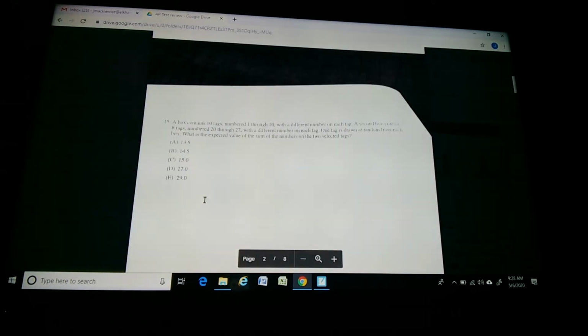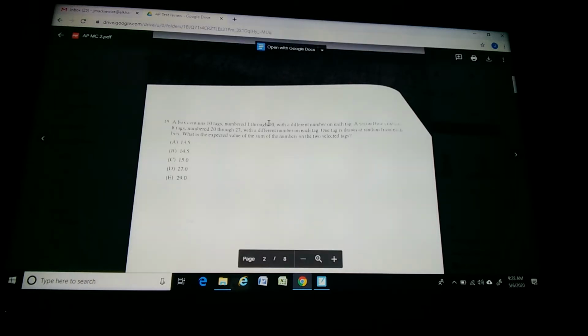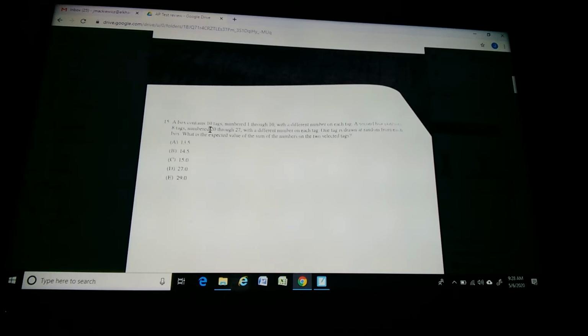Problem 15 actually takes a little bit of work. I'll show you the work, but there are tags numbered 1 through 10, and then there are tags numbered 20 through 27. You're going to take one of these, 1 through 10, and add it to the tags 20 through 27, and what is the expected value of the sum, or when I add them together.